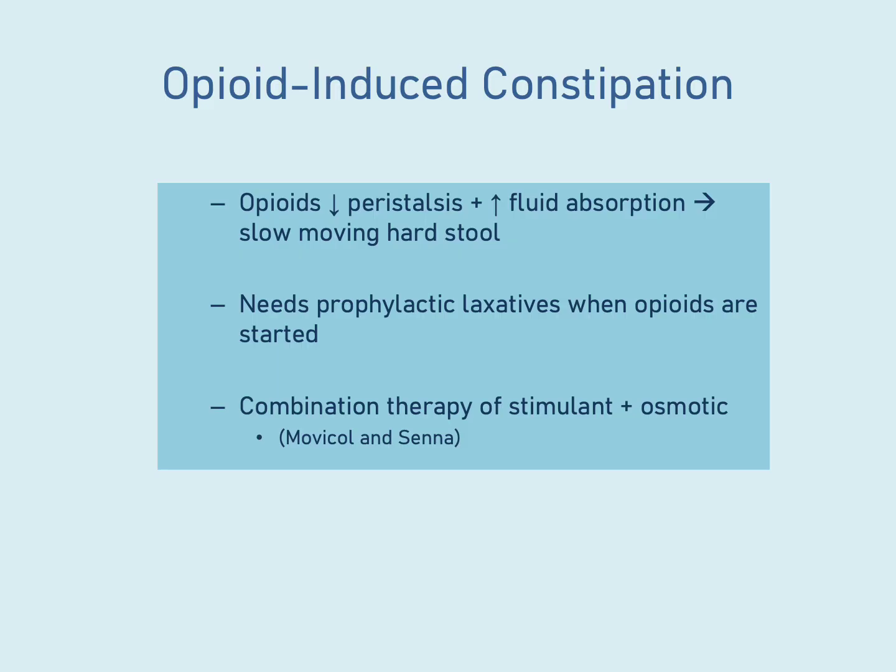It's really also important to remember that for opioid-induced constipation specifically, guidelines suggest using a combination of a stimulant and an osmotic, such as Movicol and Senna together, rather than just one type of laxative, because this combination helps to keep the bowel moving more effectively.